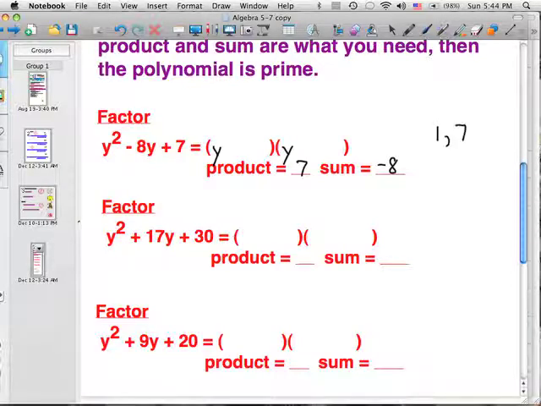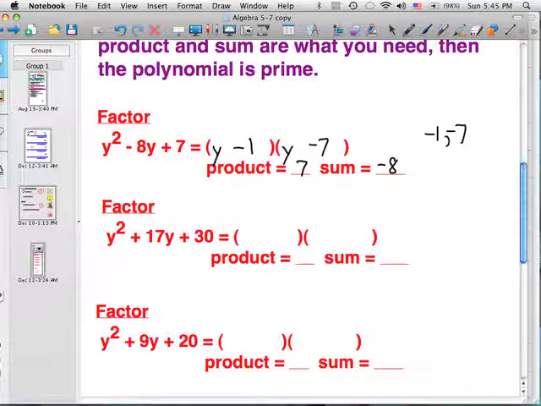So if I think of the factors of 7, since the product must be 7, I have 1 and 7. That adds up to 8, but they both have to be negative, so a negative 1 and a negative 7. So if I have y minus 1 and y minus 7, that would work. If I check it with FOIL, y squared minus 7y minus 1y makes the negative 8y plus 7.